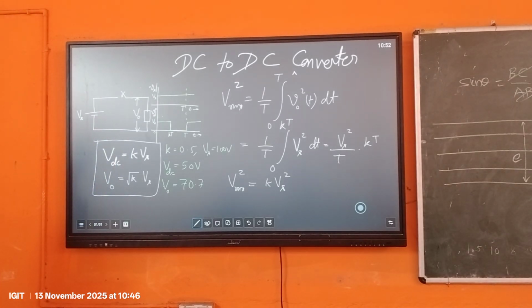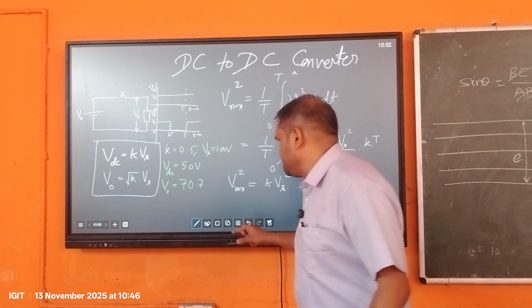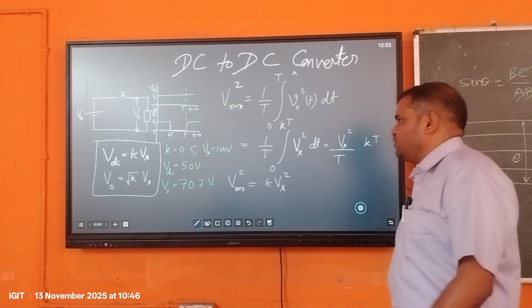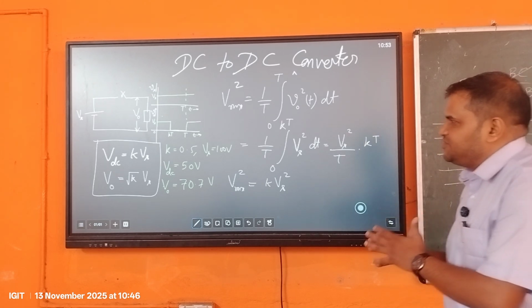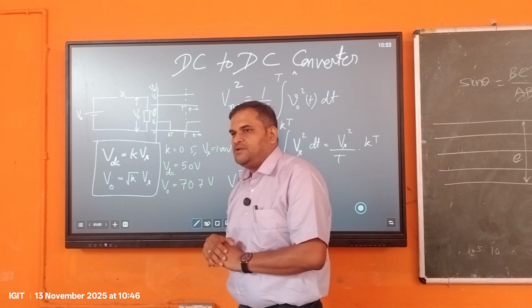Root over of 1 by root 2, 0.707. So 70.7 volts. So this is how we are getting the output voltage, average voltage and RMS voltage. Now, this is not sufficient. If this is very good, then this could be used by many people.